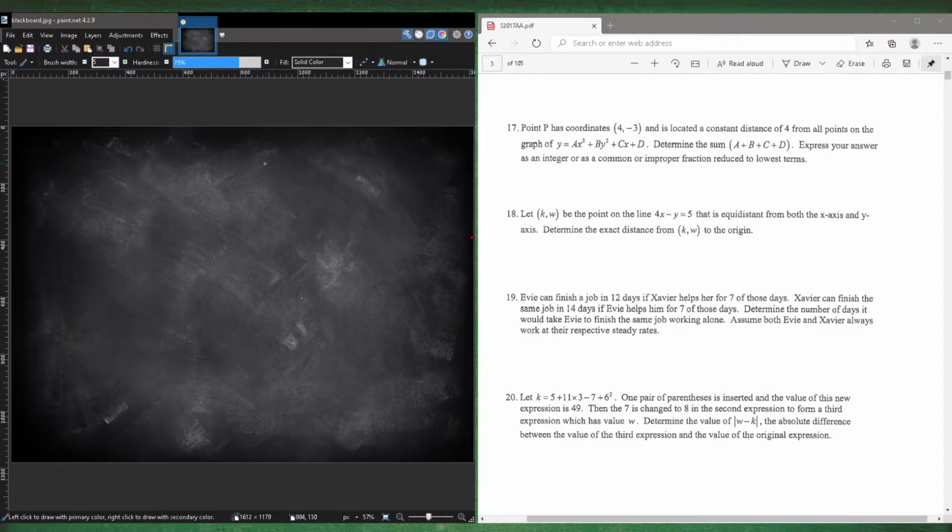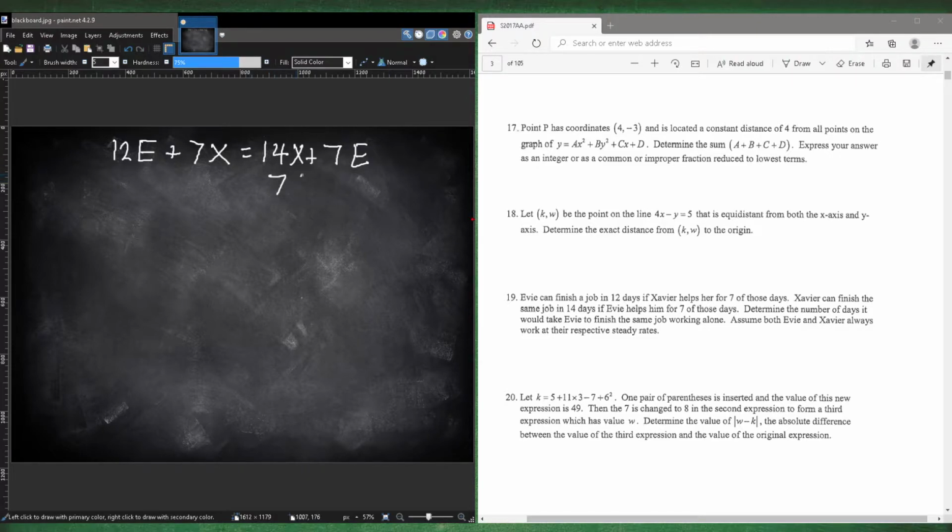Okay, so let's say E is Evie's rate and X is Xavier's rate. So that means 12 times Evie's rate plus 7 times Xavier's rate. That should be the total time to finish the job. And that is also equal to Xavier, which takes 14 days, plus Evie, who helps him for 7 of those days. Because they finish the same job, these are equal to each other.